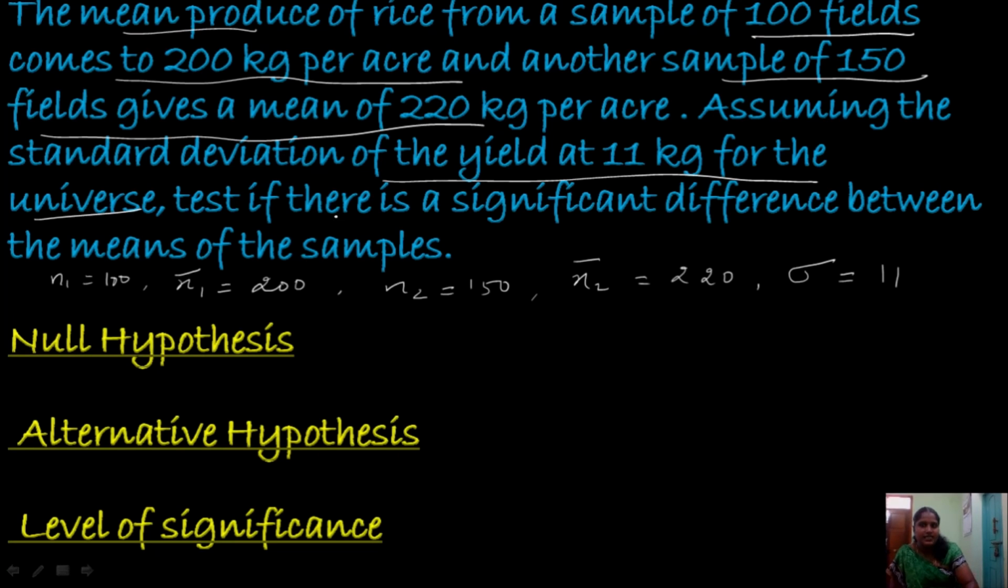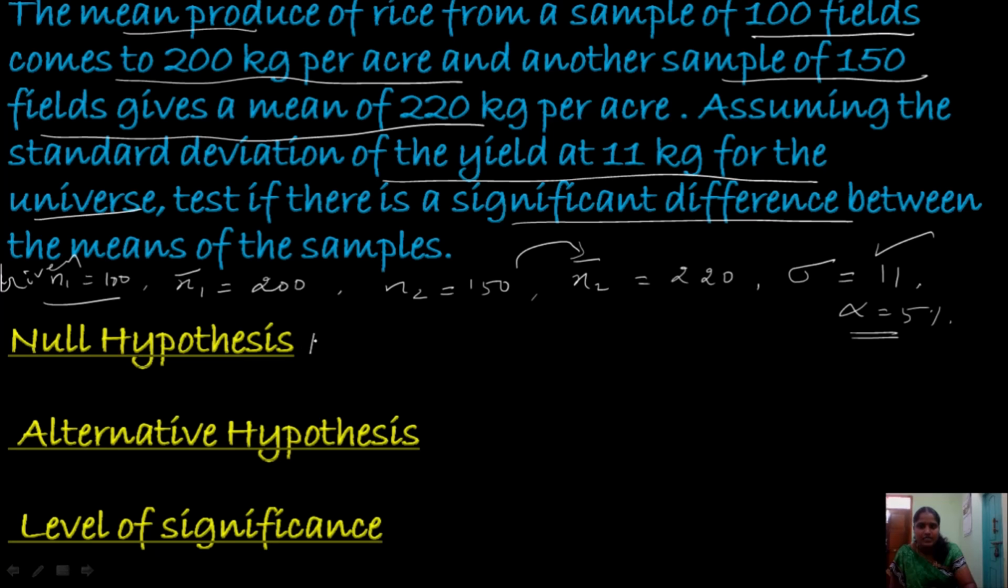Test if there is a significant difference between the means of the samples or not. Nothing is mentioned about the level of significance, so we have to take the level of significance alpha as 5%. So these are all the data given in our problem. n1 is 100 and corresponding mean x1 bar is 200, n2 is 150, corresponding mean x2 bar is equal to 220, and the population standard deviation is given as 11, and alpha we have to take as 5%.